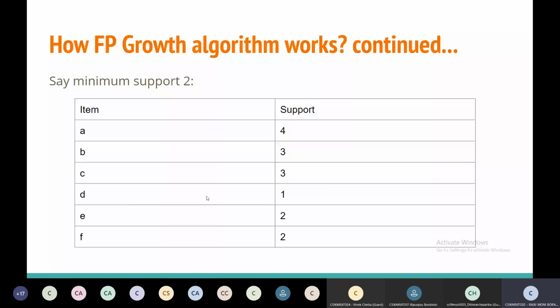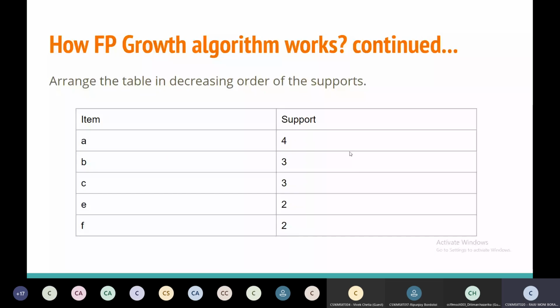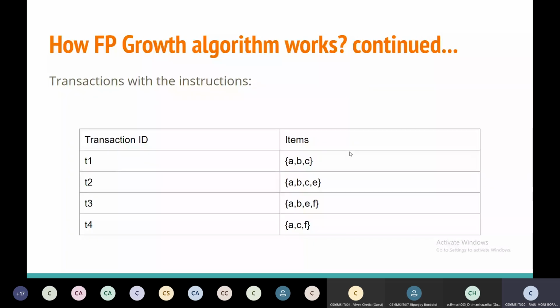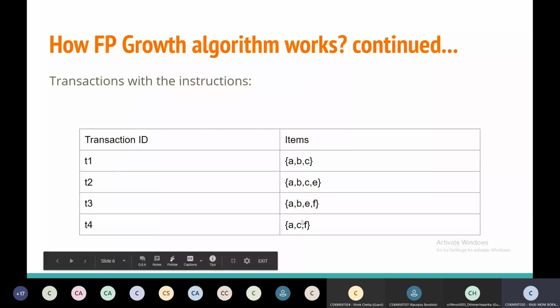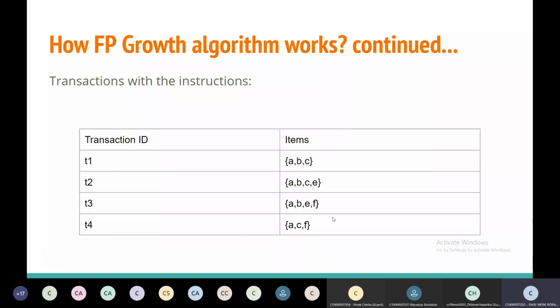So after determining and arranging the items in the support table, we can go to the next step, that is to construct an FP tree. In the FP tree, this is the set of transactions after the excluded items are removed. You can see here there is no presence of that item. After this, we need to create the FP tree, that is like this.